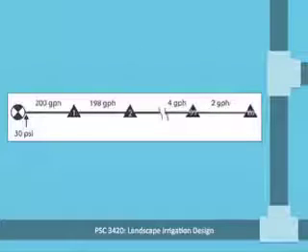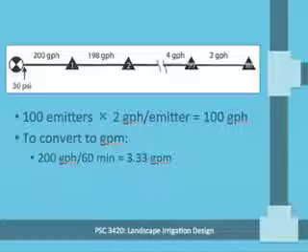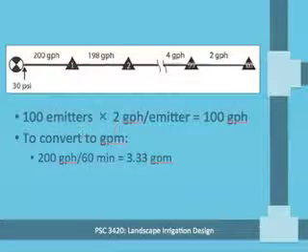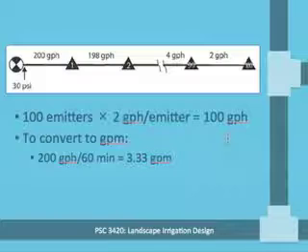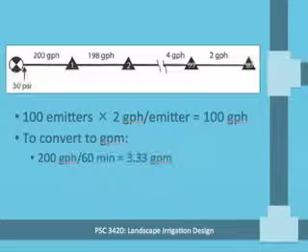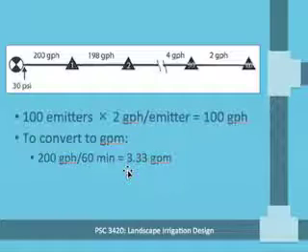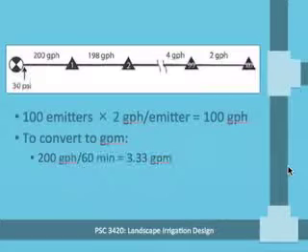So what would the flow for all 100 emitters be? Again, it's just cumulative as you move back from the end of the lateral all the way to the valve. And so in this case, there are 100 emitters on this line. They require 2 gallons per hour per emitter. And so the total requirement in terms of flow for this arrangement would be 200 gallons per hour. Now if you wanted to convert that to gallons per minute, just so you kind of get a sense of the difference here, that 200 gallons per hour divided by 60 minutes in 1 hour gives you 3.33 gallons per minute. That's what's required for this particular design.